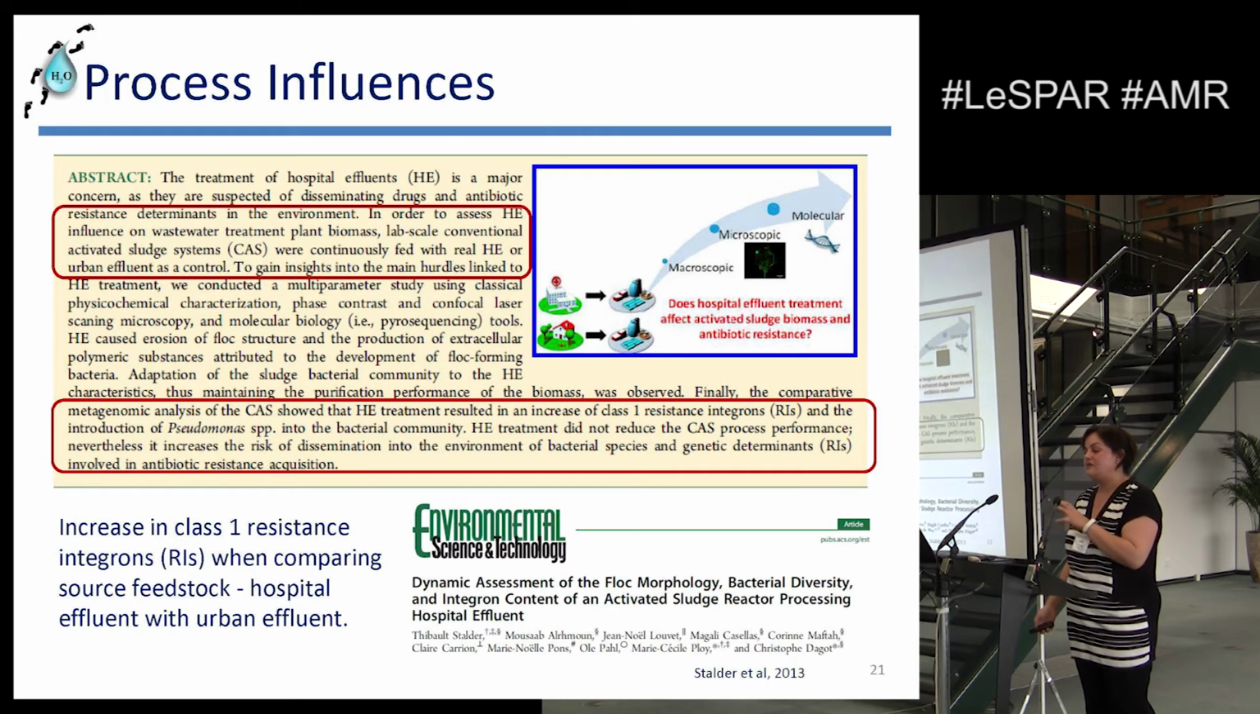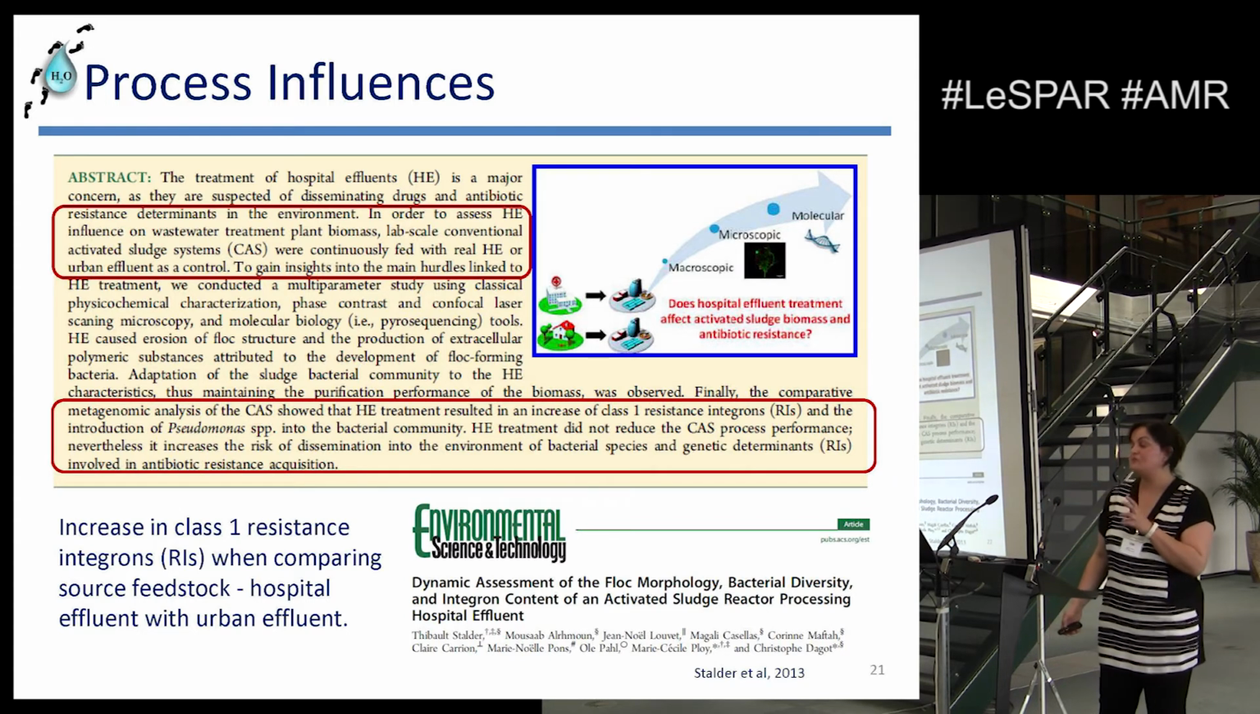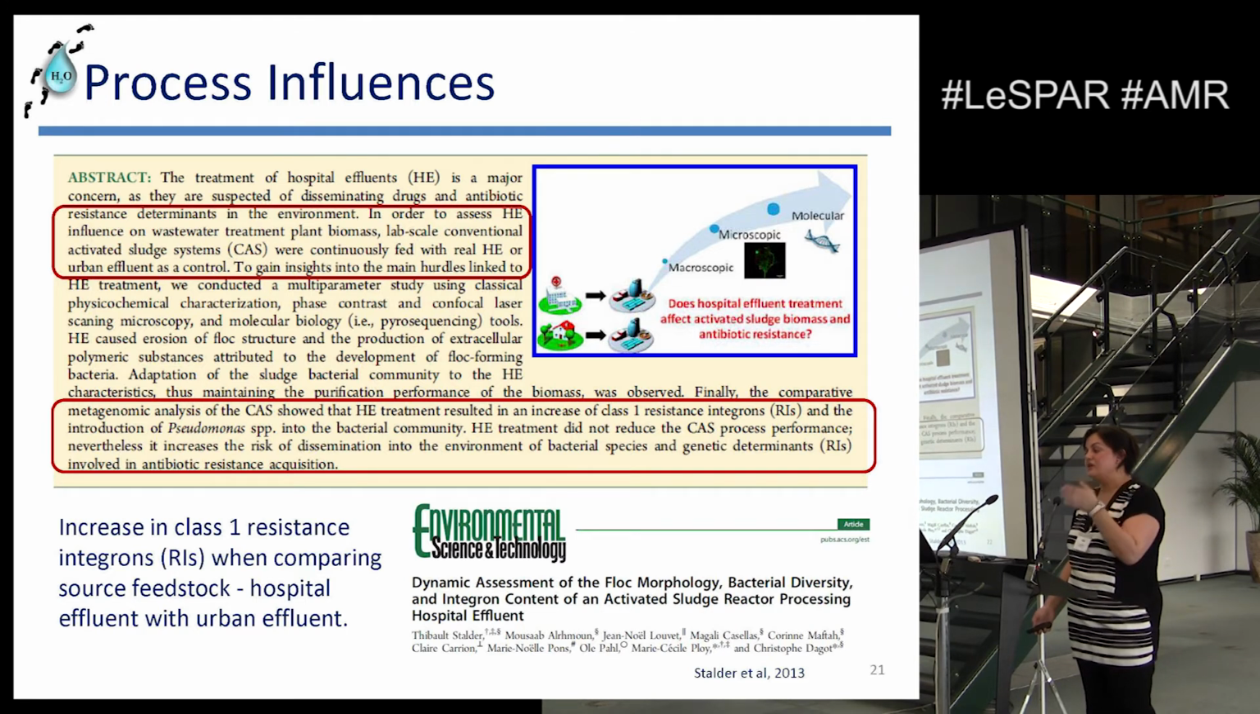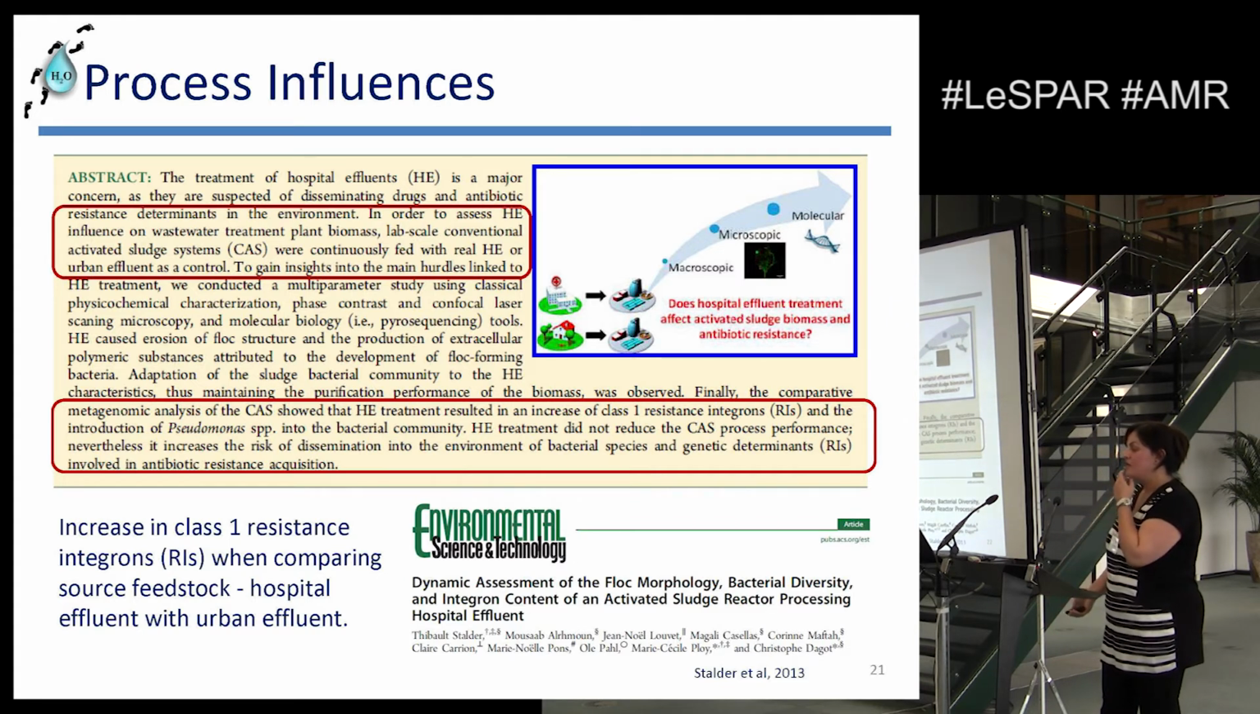This one is looking at class 1 resistance integrons, and this looked at hospital effluents. So this was actually in a laboratory setup, and it went straight into a conventional activated sludge system, and they were looking at how that influences. So it shows that work is starting to be done, but there's still a lot to do. We still need to be making it a bit more joined up, and what does it mean?